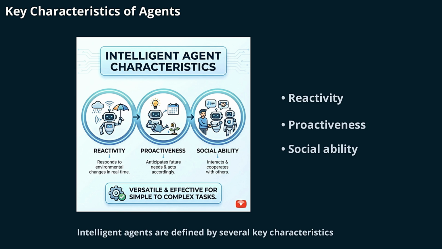Intelligent agents are defined by several key characteristics. Reactivity allows them to respond to environmental changes in real time. Proactiveness means they anticipate future needs and act accordingly. Social ability enables them to interact and cooperate with other agents or humans. These traits make intelligent agents versatile and effective in handling both simple and complex tasks.